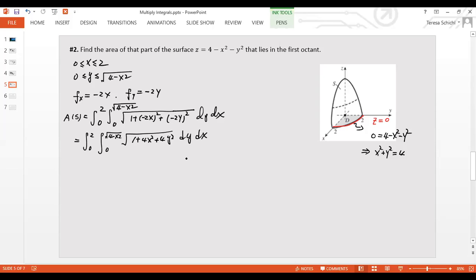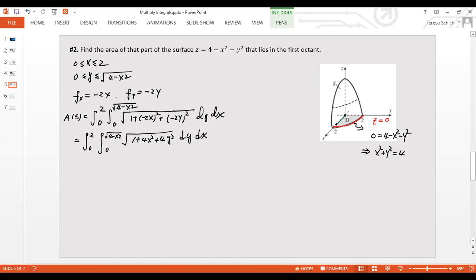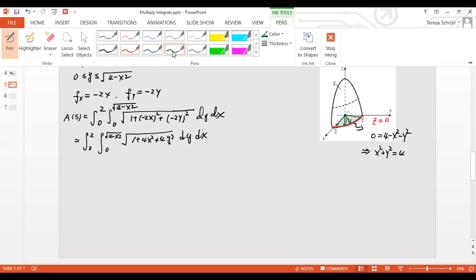And then you think, this is not really too easy to integrate, right? Because you have dy inside here, it's not too easy. Then you say, maybe I can change to what? Maybe I can change to polars, right? If you change to polars here, as you can see, this is a circle, right? So r is not a constant, I mean r has a fixed range.